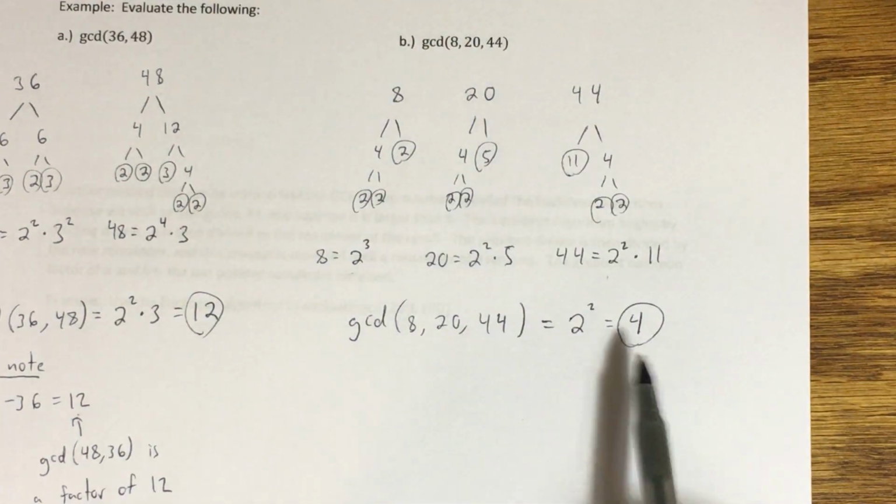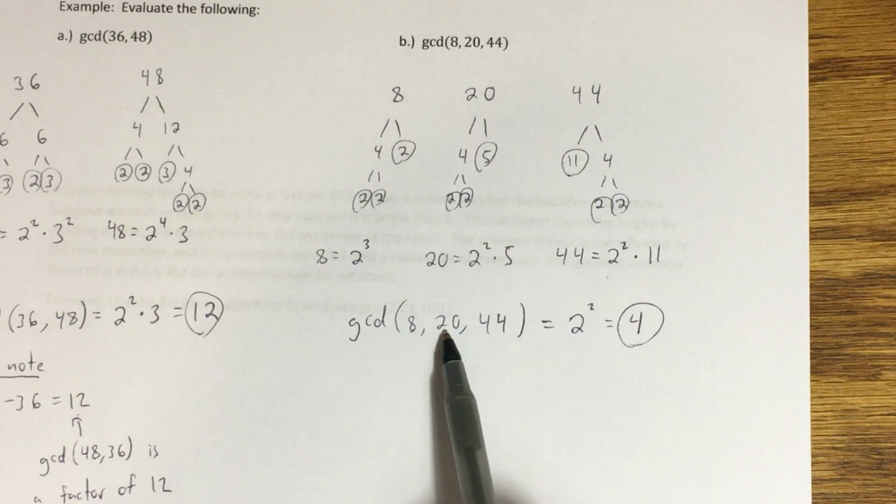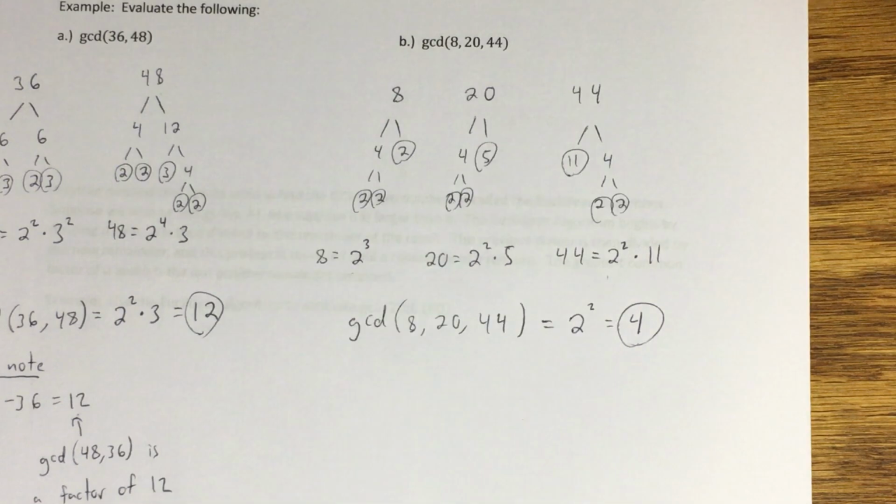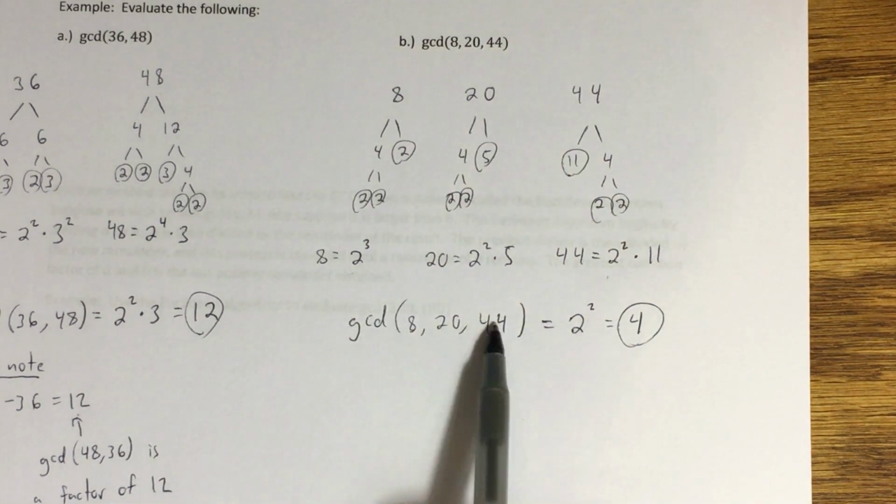Okay? And it's easy to verify that 4 is in fact a factor of all three of these. In fact, 4 showed up in all of my factor trees, which verifies that. Okay? So that would be the GCD of those three numbers.